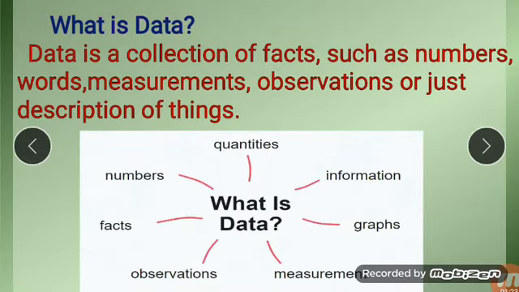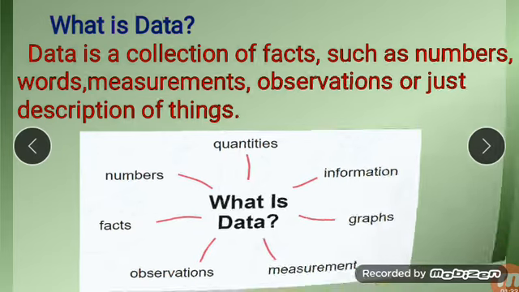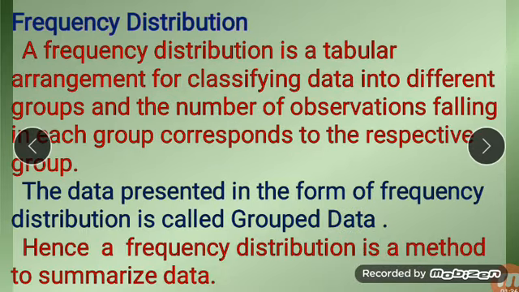Then in the previous lesson, we learned about data. Data is a collection of facts such as numbers, words, measurements, observations, or just description of things. Then we learned about frequency distribution. Frequency distribution is basically the organization of data, where we classify the data into different groups in a table.